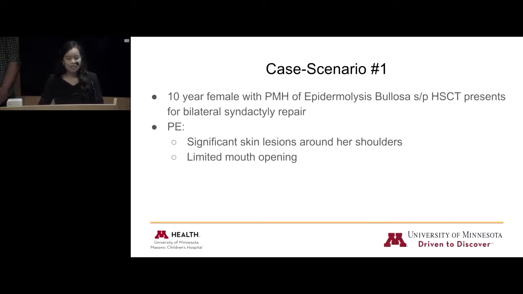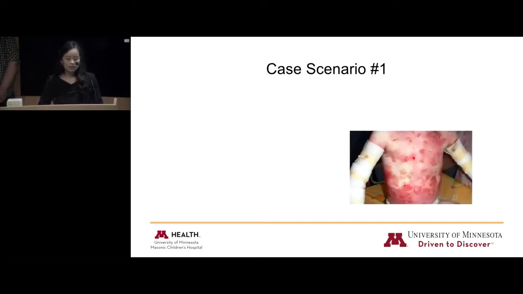So we'll talk about a case scenario. This is a 10-year-old female with a history of EB who had a stem cell transplant a couple of years ago and had done extremely well, and now presented for a bilateral syndactyly repair. Just briefly, overall, her skin looked quite good. She did have skin lesions to note around her shoulders. She did have limited mouth opening. This is not a picture of her, but an illustration from the internet.